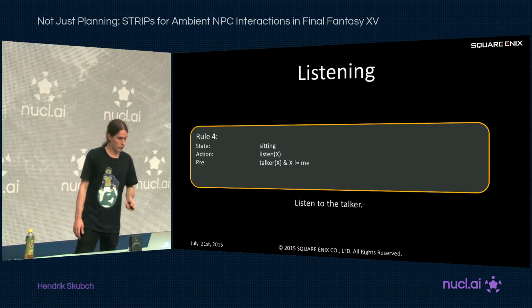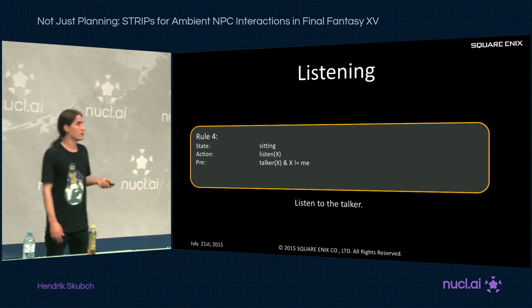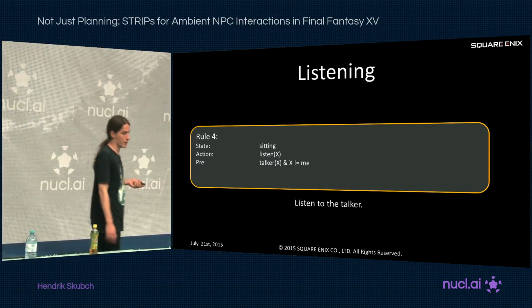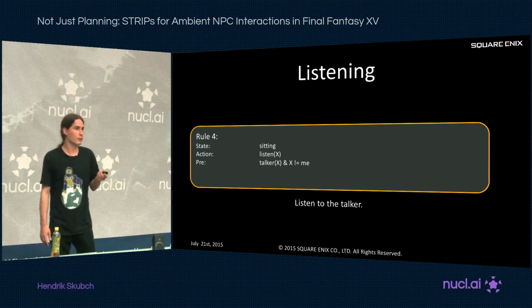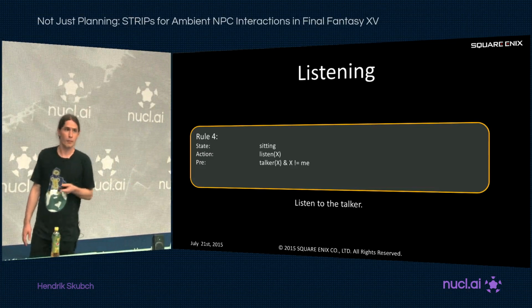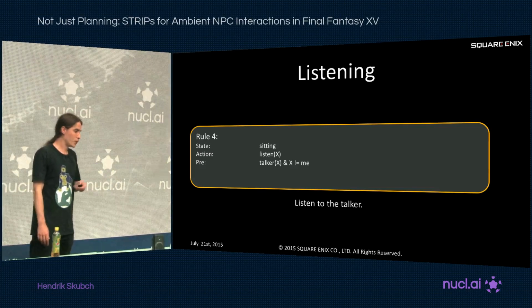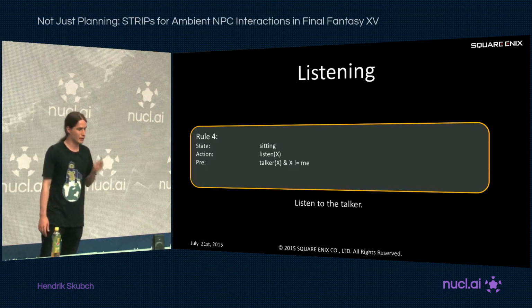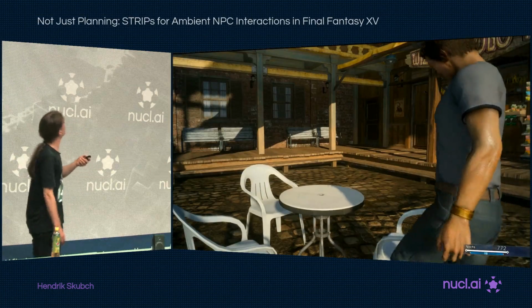That leaves one thing that we need to do. We need NPCs to do some listening motion, some nodding. So we just write that down and say, okay, listen if there is someone talking who's not you, because that's polite. So in total, we now have 4 little rules. Let's see what that looks like.